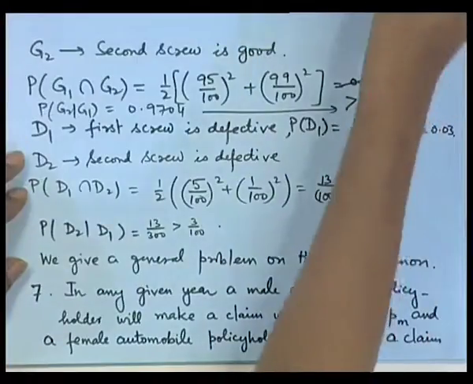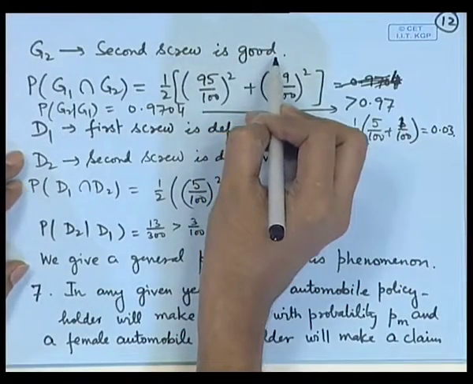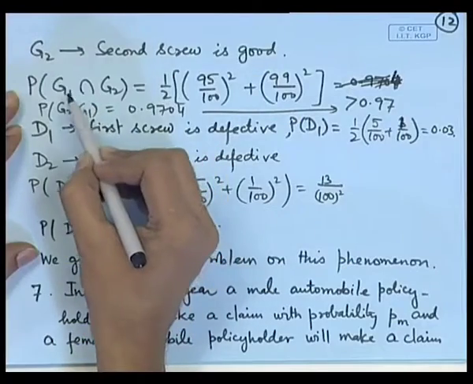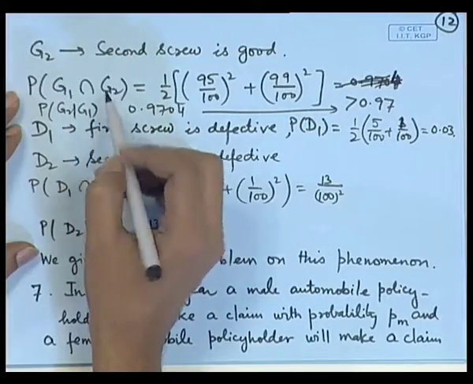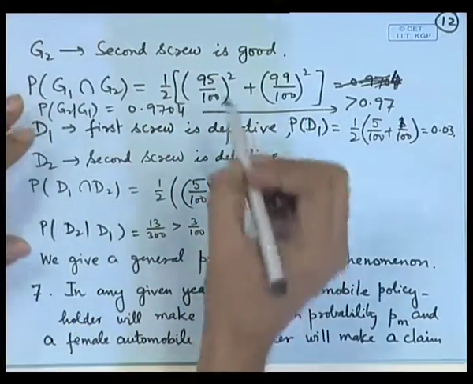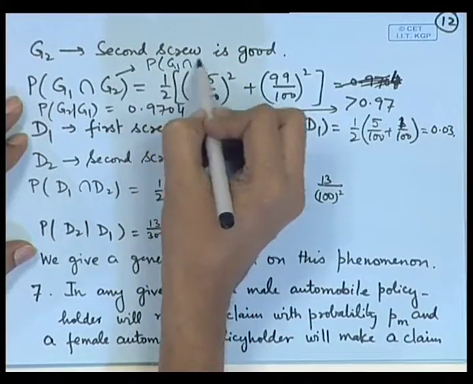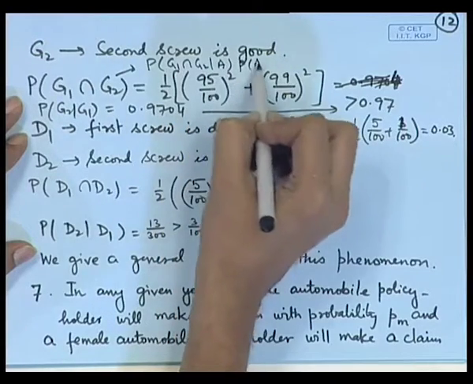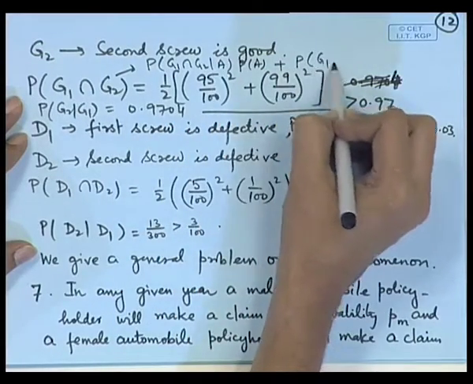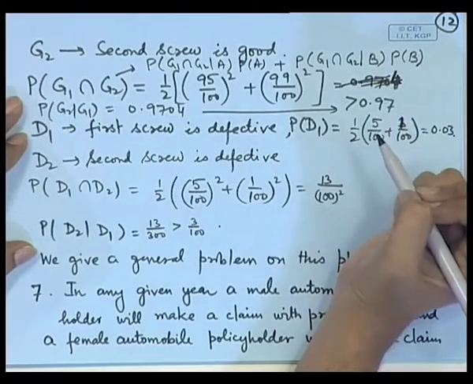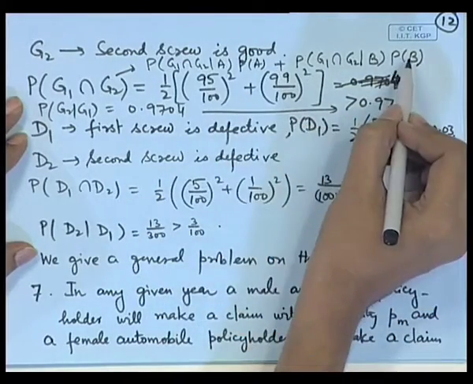Now, we look at the event that the second screw is also good, that is, the screws are inspected one after another. The first screw has been found to be good, what is the probability that the second is also good? So, we look at the event G1 intersection G2, first screw is good and second screw is good. Once again, this event is probability of G1 intersection G2 given A into probability of A plus probability of G1 intersection G2 given B into probability of B. Here probability of A and probability of B both are half.